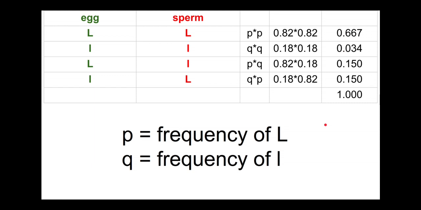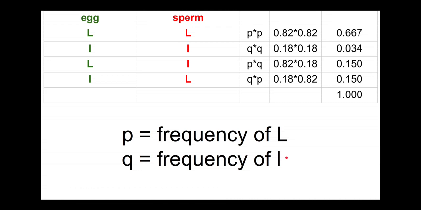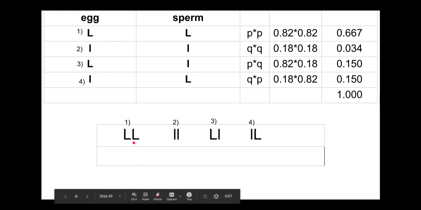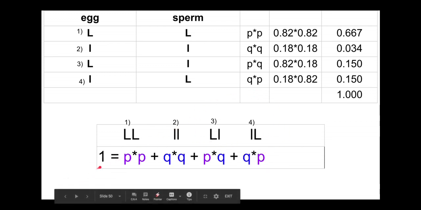Again, here, P is the frequency of big L, Q is the frequency of little l. Sometimes these get switched around. You always need to make sure you're understanding how a person for a particular situation is defining things. So if we wanted to write out an equation to represent all of these dynamics, we'd have our 4 different ways of putting things together. We would have big L for our homozygous dominant, our little l for our homozygous recessive, and then our 2 ways of having our heterozygotes. So they all have to add up to 1.